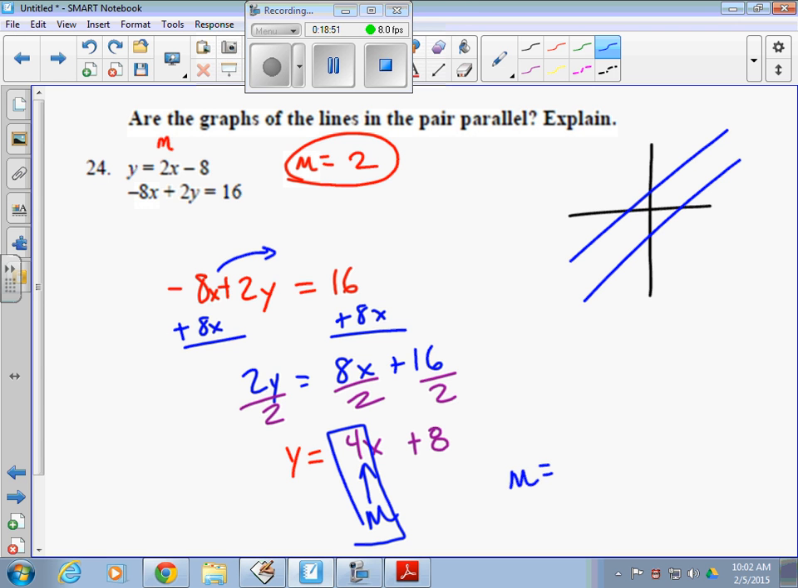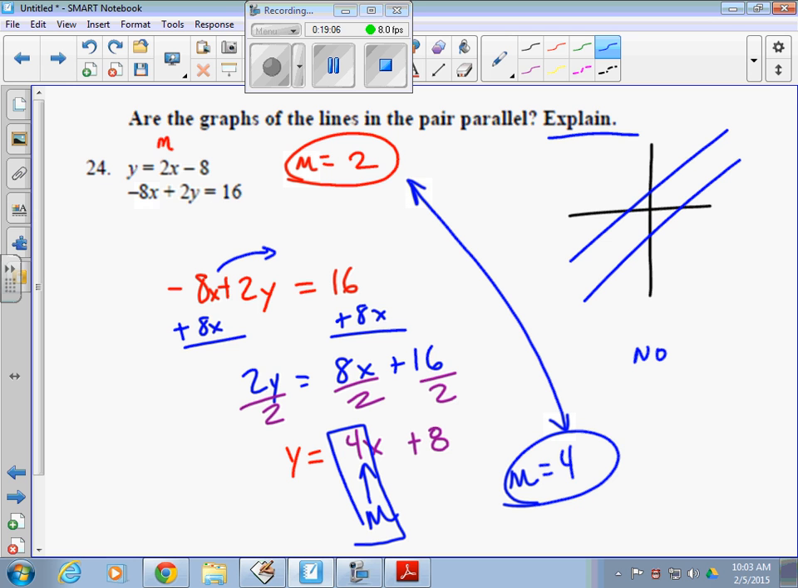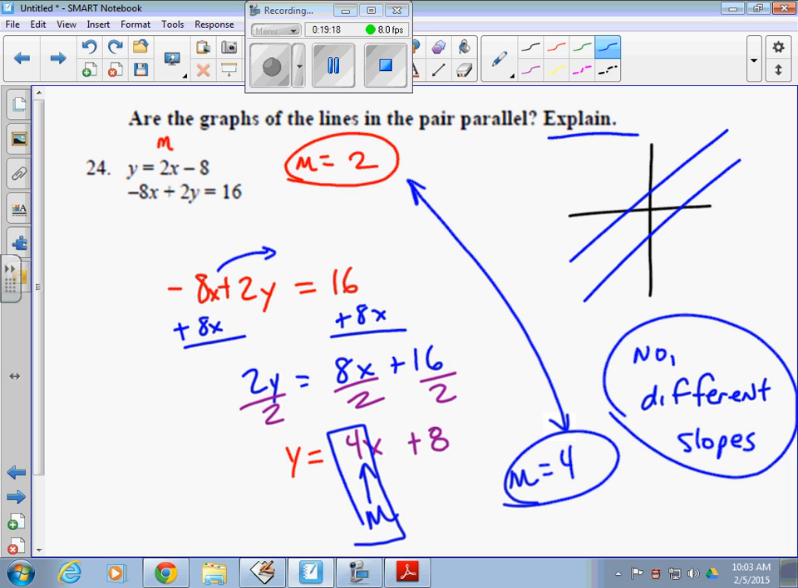Now we can see that the slope of the second equation is 4. So m is 4. So all you need to do is compare your two slopes, 2 and 4. They are not the same. All you're looking for is to see if they're the same. Are they parallel? The answer is no. And when it says to explain, the simplest explanation you can come up with is they have different slopes. If it were the exact same number, we would say yes, they're parallel, they have the same slope, but they're not because they don't.